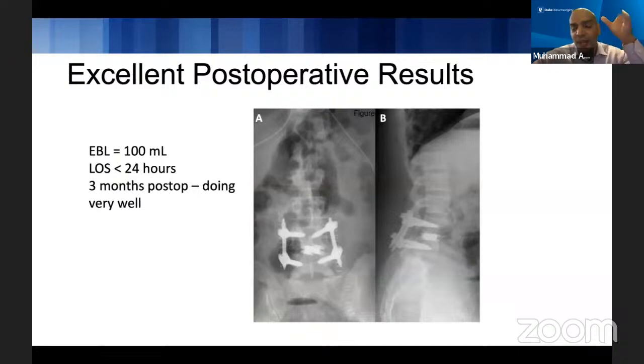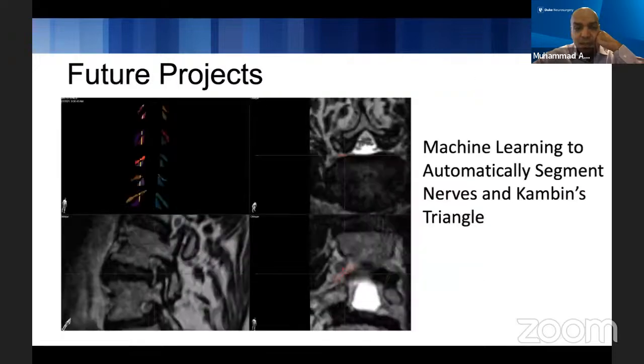We have newer implants that we're putting in, which are 3-dimensional cages that widen both in the AP and the lateral. So this looks like an A-lift, but this is all done posteriorly. And we can get this patient to go home, again, within 24 hours. So as we said, we're going to use this manual segmentation to then do automatic segmentation.